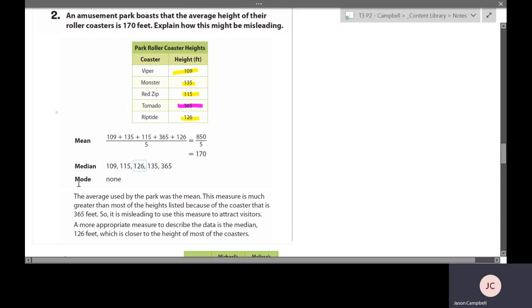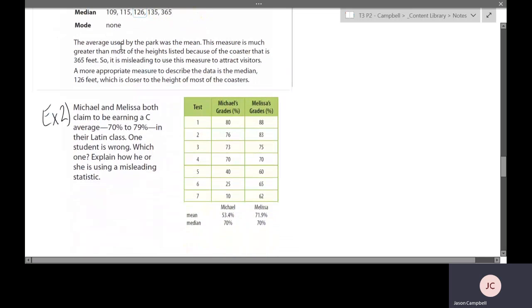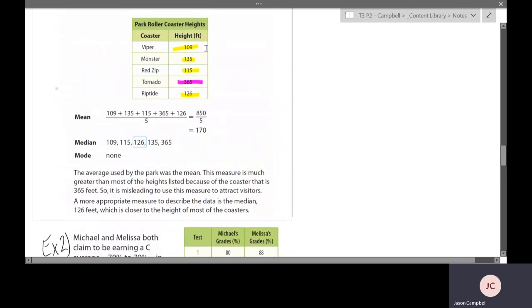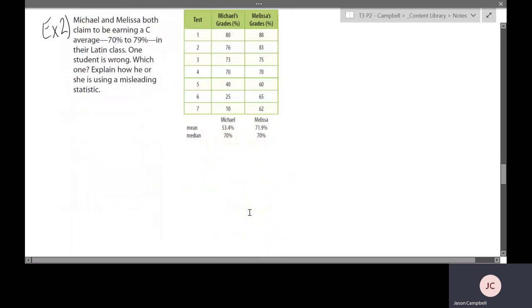So if we calculate the mean, median, and mode, well, the mean is the average. We add it all up and divide it by how many there are, is 170. However, the median is 126, the number that's in the middle when you put them from least to greatest. And that number is closer to the height of most of the roller coasters. So what they said is the average used by the park was the mean. The measure is much greater than most of the heights listed because of the coaster that is 365 feet. So it is misleading to use this measure to attract visitors. A more appropriate measure to describe the data is the median, 126 feet, which is closer to the height of most of the coasters. Let's look at example 2.